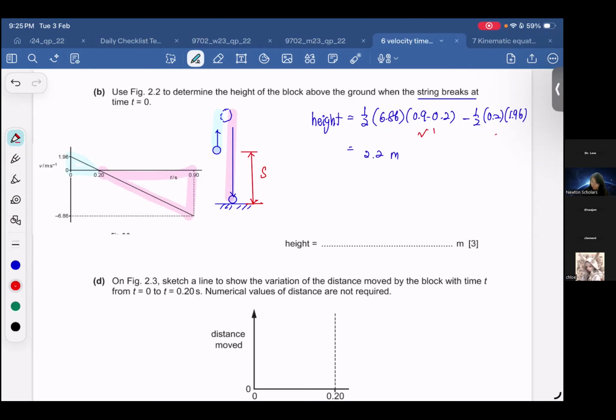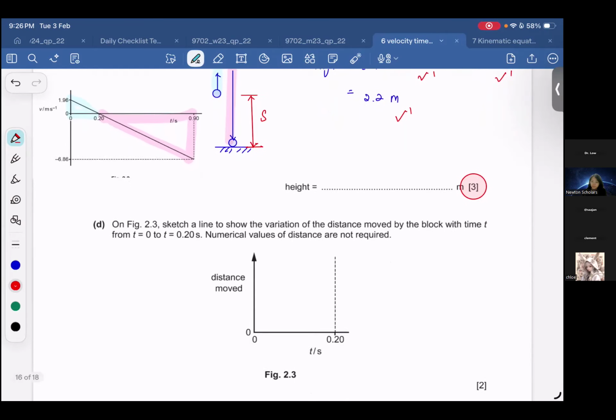Okay, this is 1 mark, here 1 mark, here 1 more mark, 3 marks. This is how they give you the marks. Is that clear? You need to interpret the situation. String breaks, this is the initial position. Okay, the height above the ground, this is the final position. Initial until final, that is the displacement. So your answer should be 2.2.